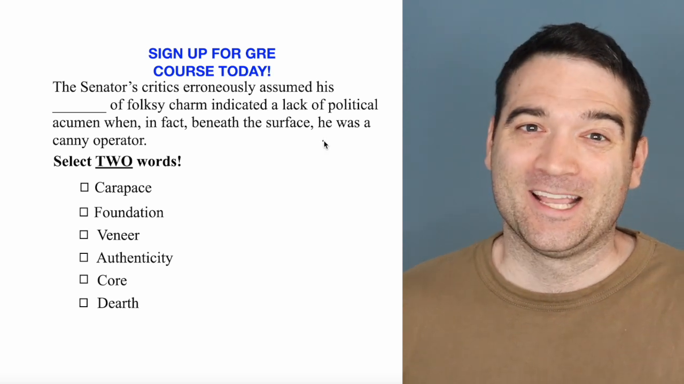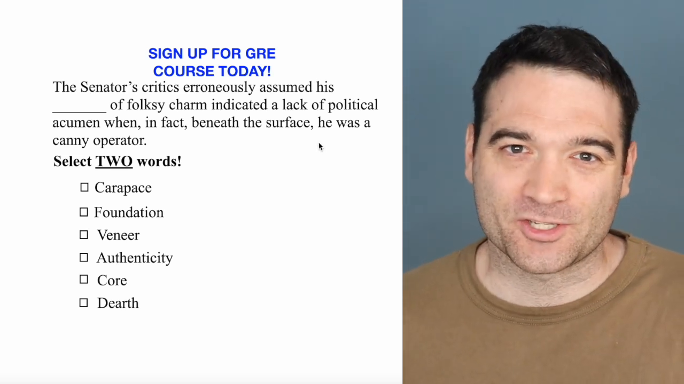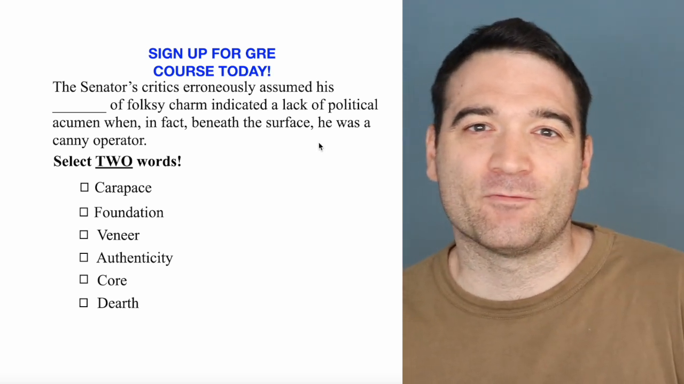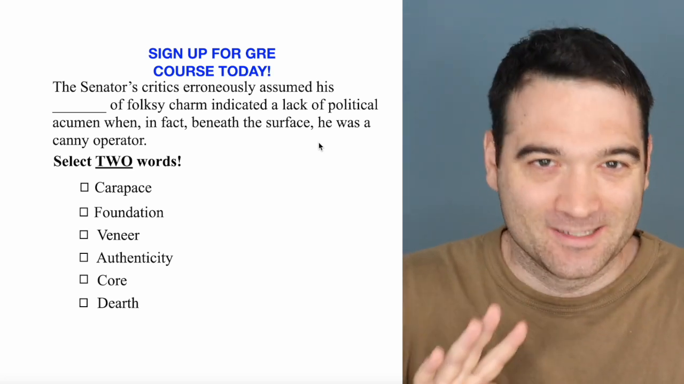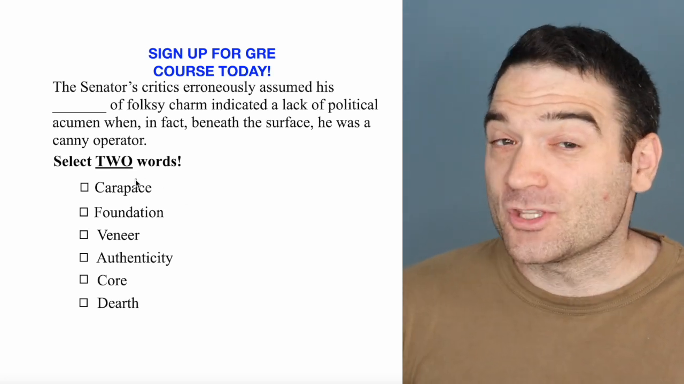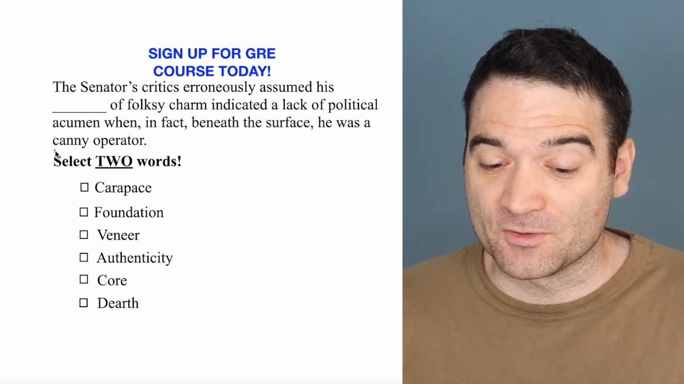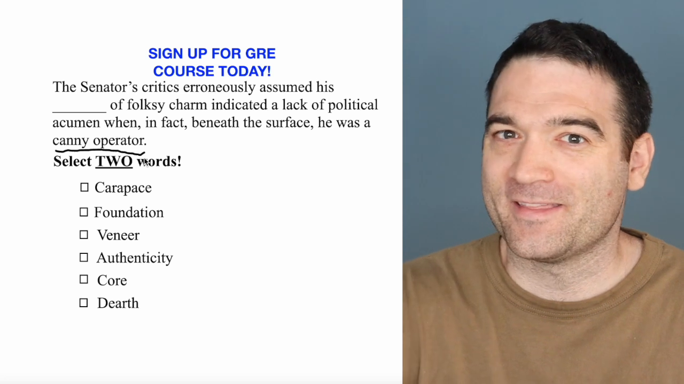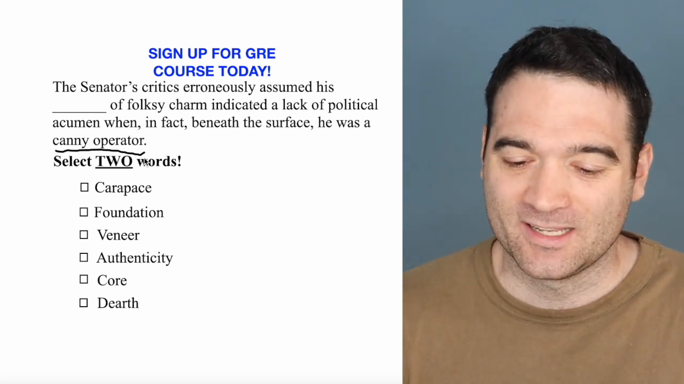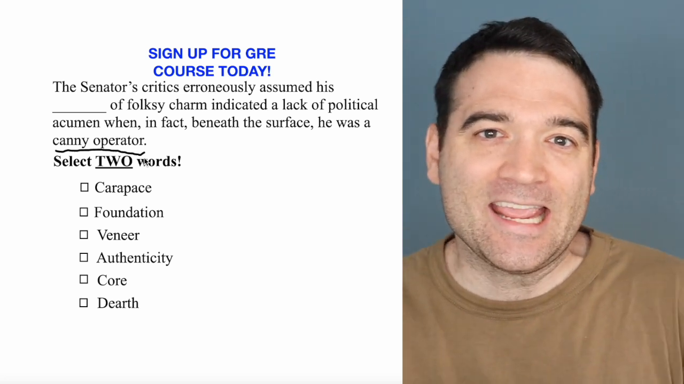A lot going on here. And this is a quintessential GRE question, right? Where it's going to go back and forth, negating, saying, in fact, he was this, but under the surface, he was that. A lot to break down. So let's actually start at the end of the sentence, which is helpful sometimes. The truth of the matter is, the way that this politician actually is that he's a canny operator.